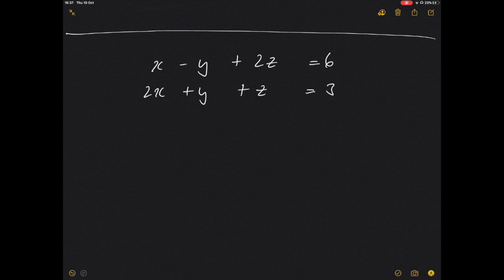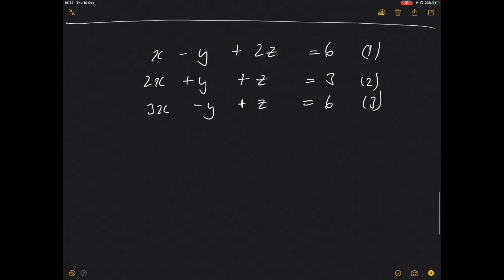What have we got? So this is maybe a slightly more tricky problem where we have something like x minus y plus 2z equals 6, 2x plus y plus z equals 3, 3x minus y plus z equals 6. Okay, so we're going to call these equations 1, 2, and 3 again. Okay, so what can we do?